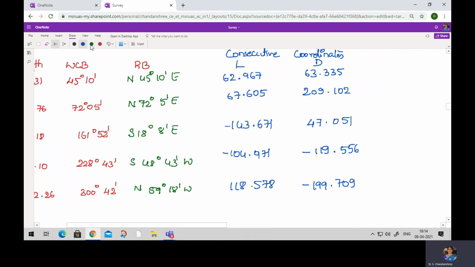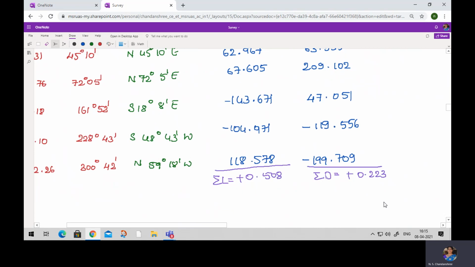Now the difference between those two problems will start here. Now what were we doing in the Bowditch rule? We would calculate the value of sigma L and sigma D. Here also we will calculate the value of sigma D and sigma L. Sigma L value is plus 0.508. Here it is plus 0.223.